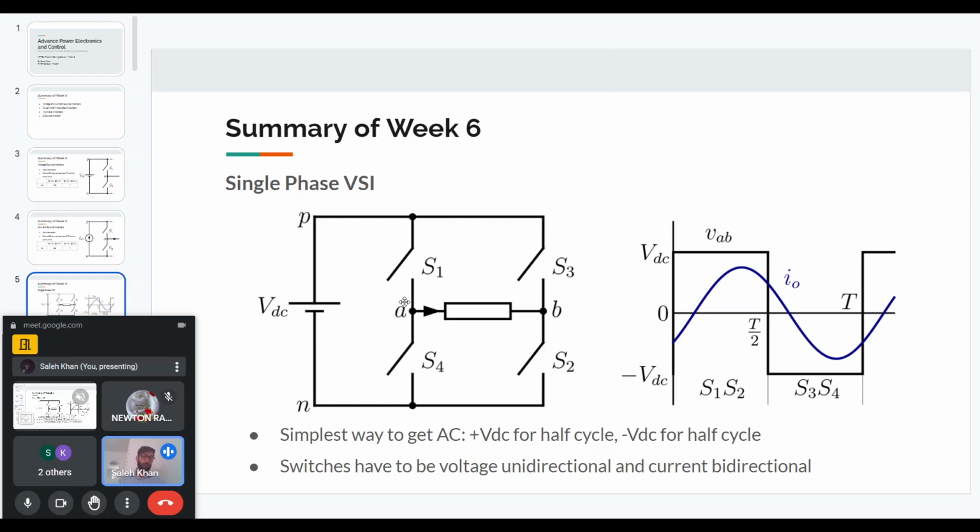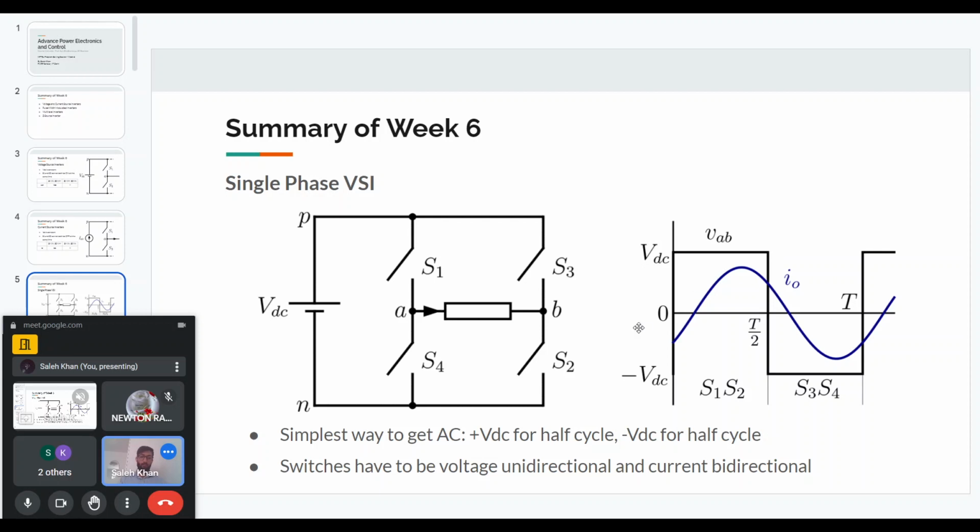So the simplest way to get an AC across the load AB is to first, in the first half cycle, turn on the switches S1 and S2. When S1 and S2 are on, point A will be connected to P and B will be connected to N. So we will get plus VDC at the output. The output VAB will be plus VDC.